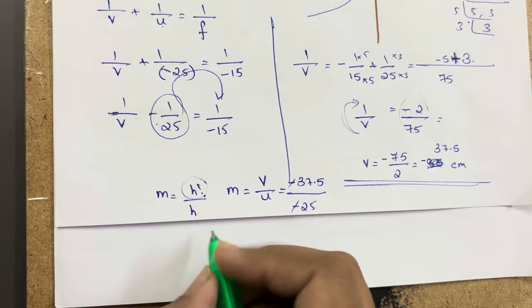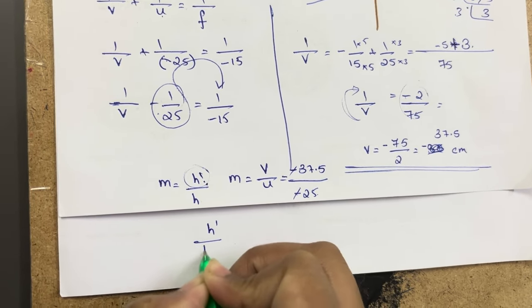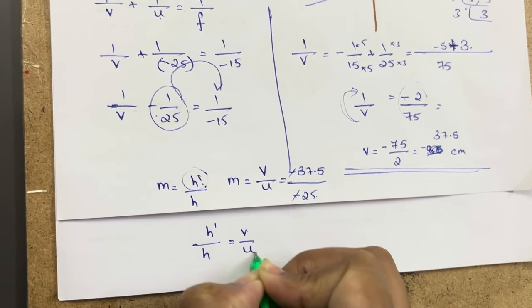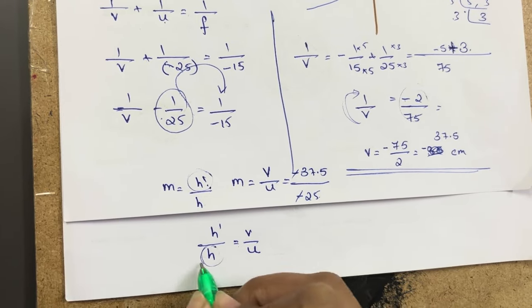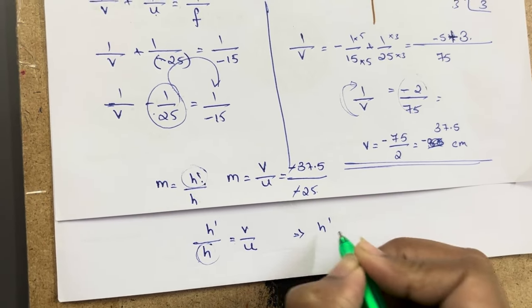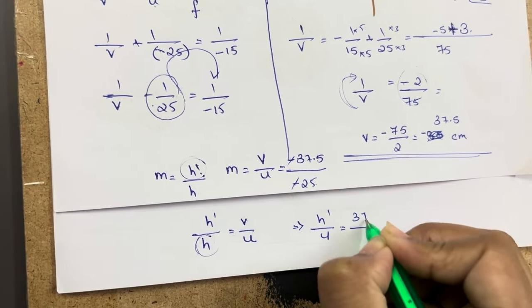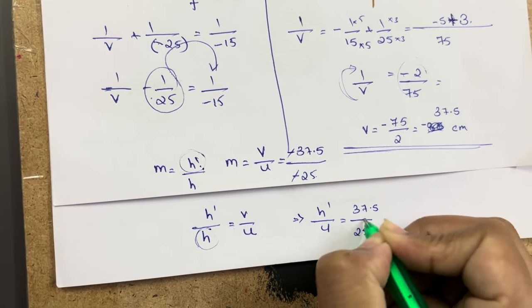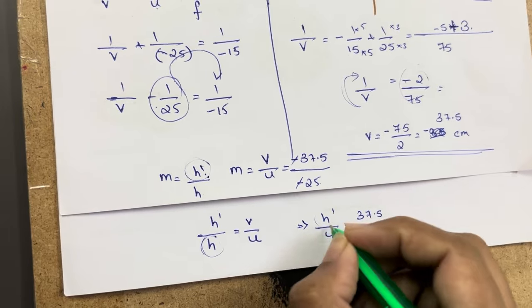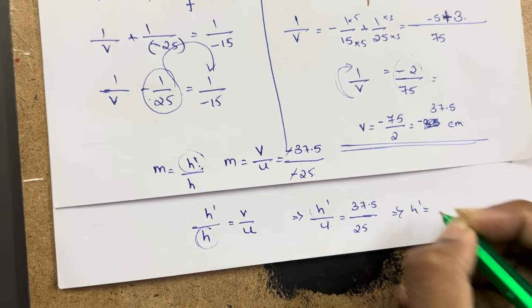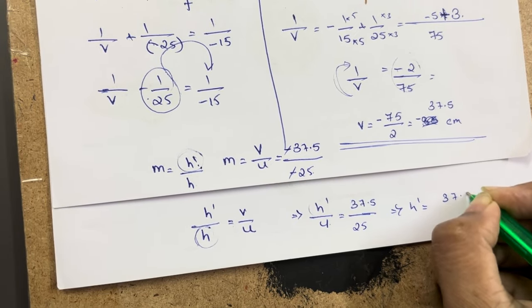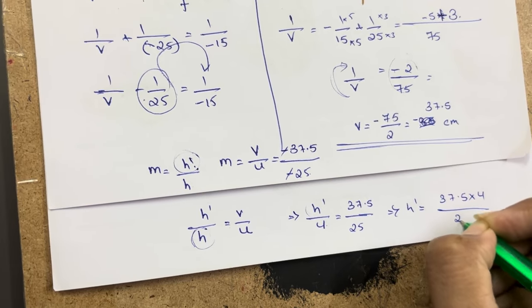What is it going to be? The h dash upon h is equal to v upon u, right? Because the height of the object is given to me. So h dash upon 4 centimeters was given, 37.5 by 25. So I will send this here because I want to find the height of the image. So h dash is equal to 37.5 into 4 by 25.